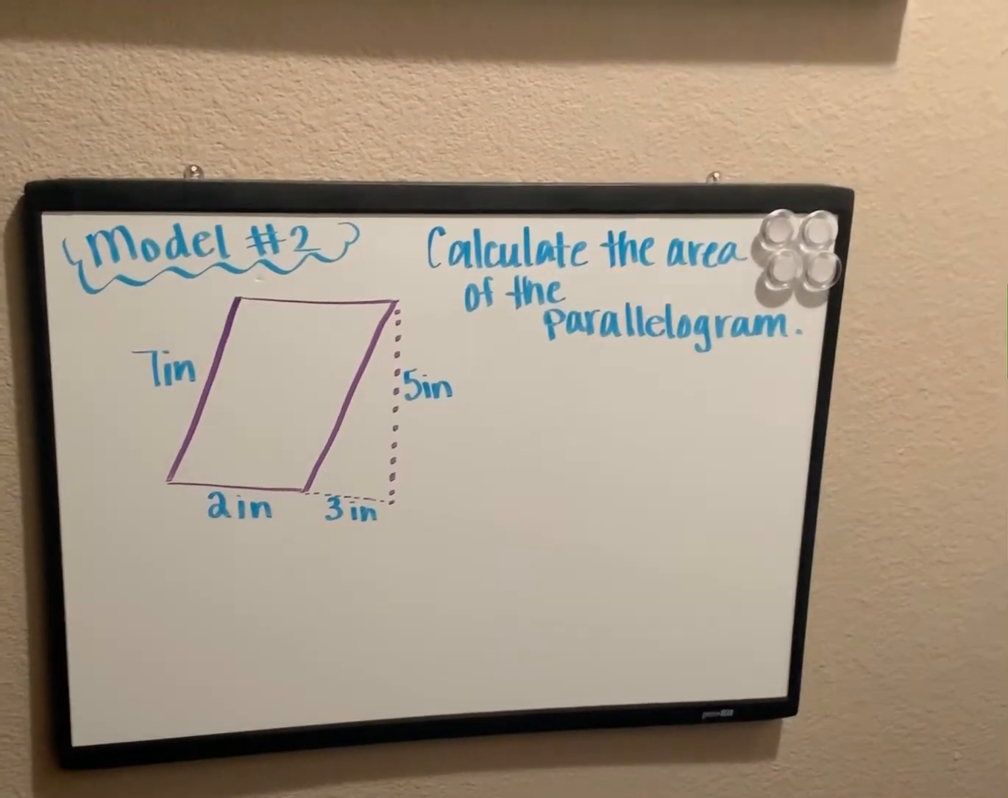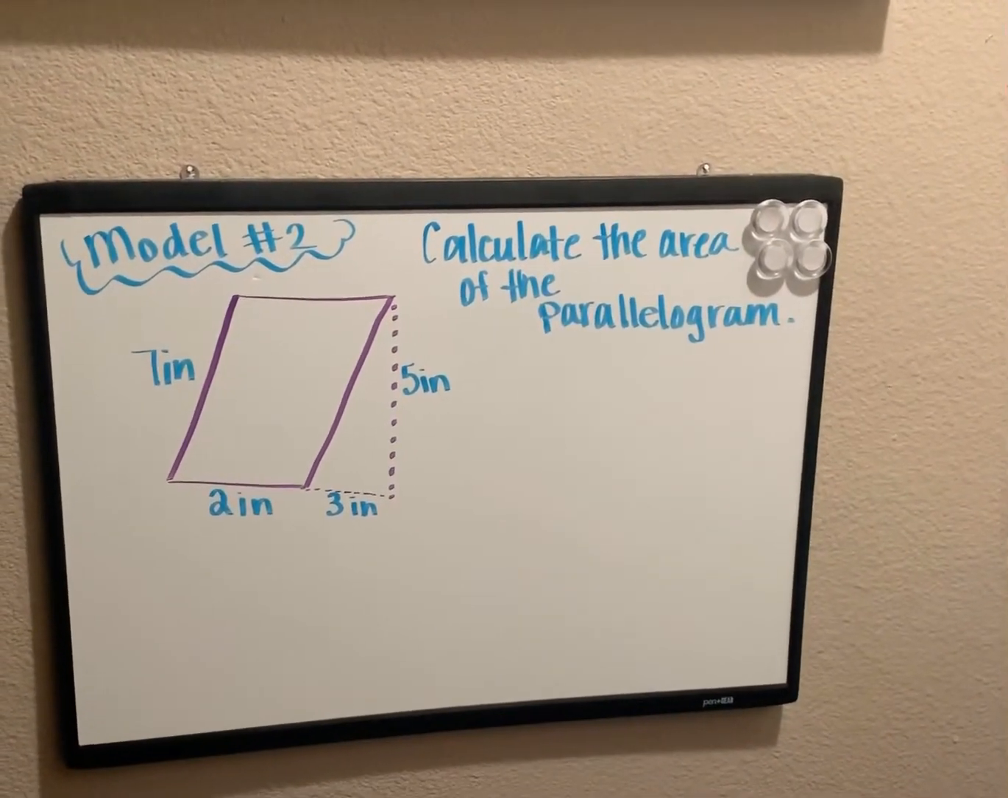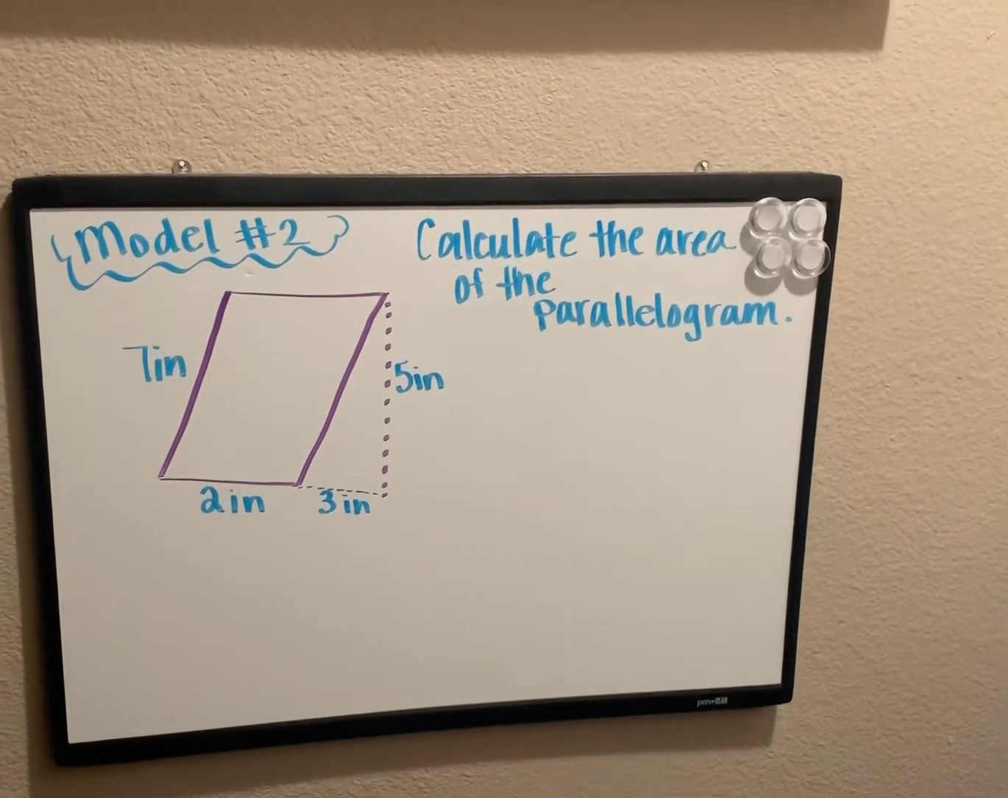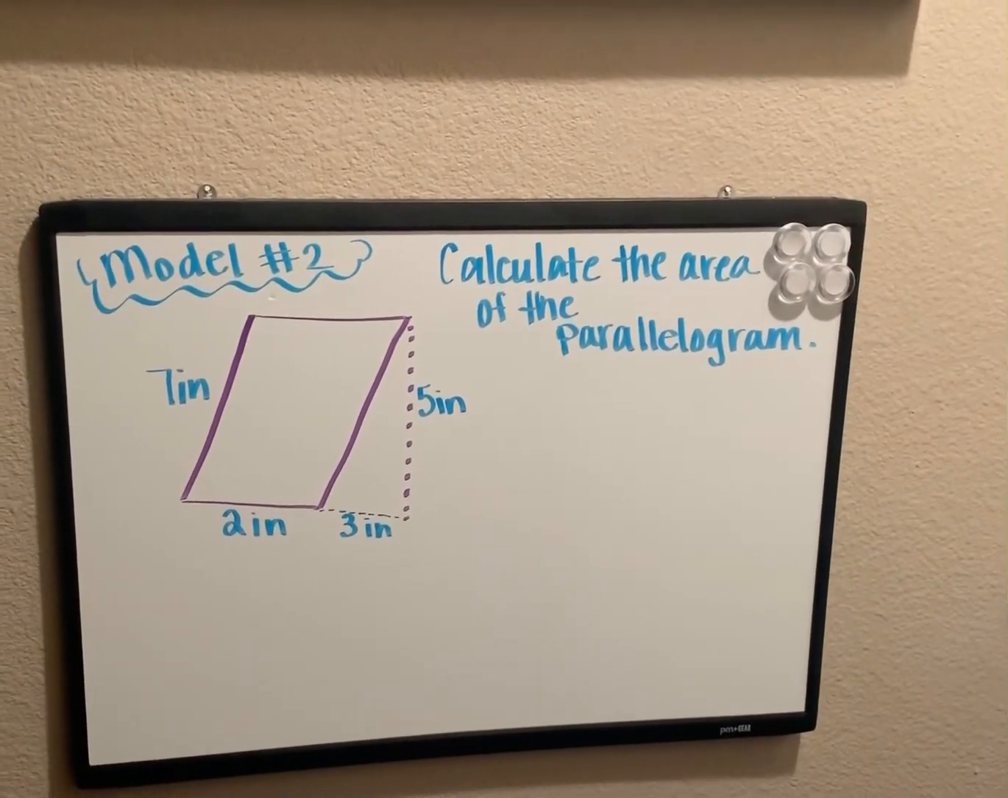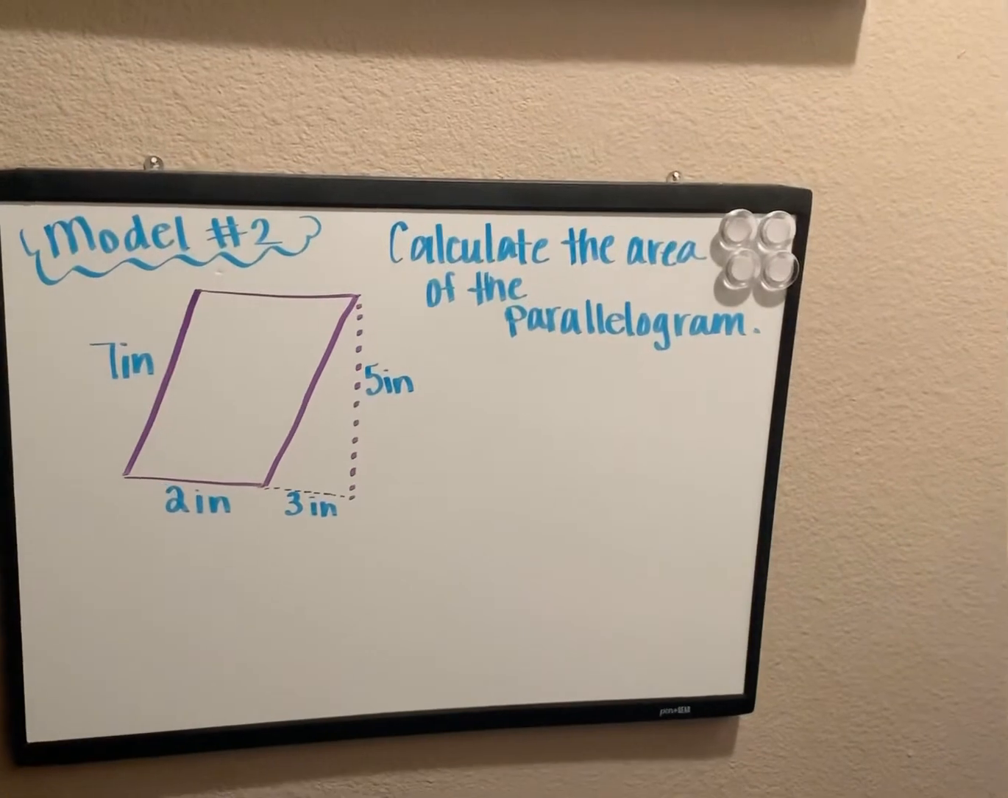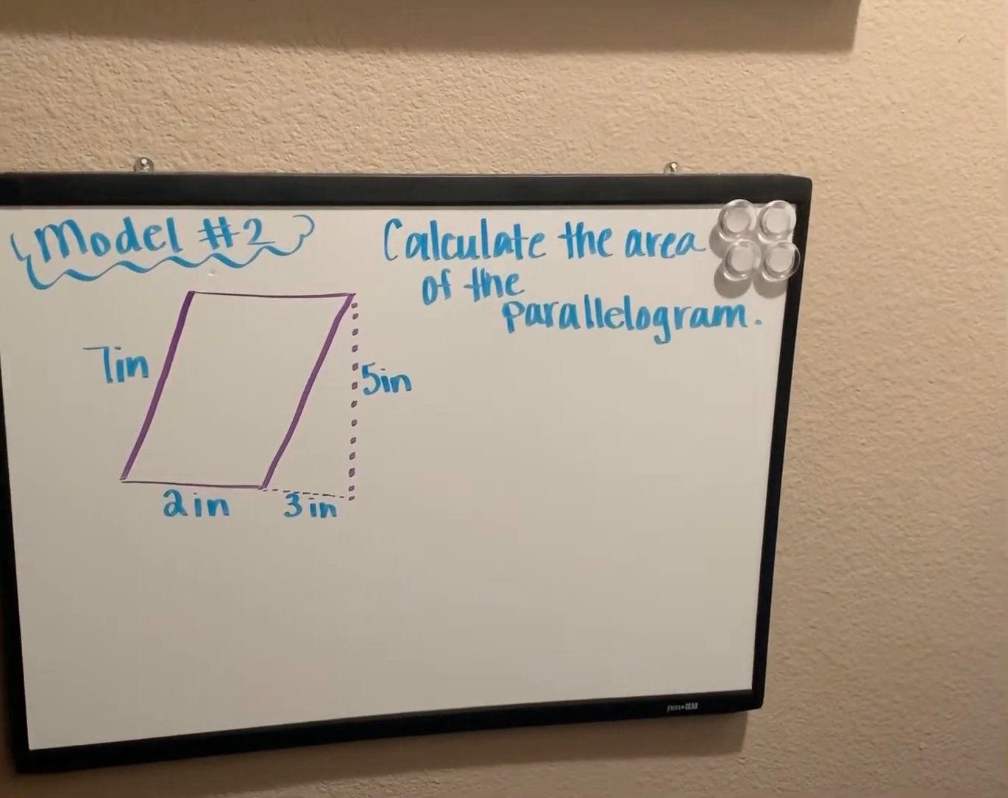At Model 2, it reads, calculate the area of the parallelogram. This problem is different from the others because I see solid lines and dotted lines making the shape. Let's label where the base and the height are.